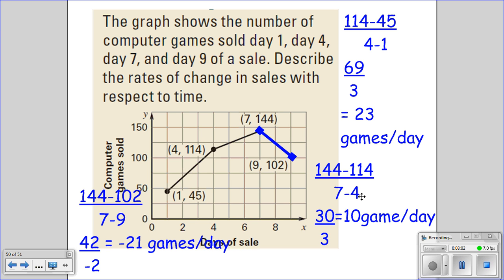The 3 sections there show positive and then a negative at the very end. So you have to have 3 different answers in terms of your slope.